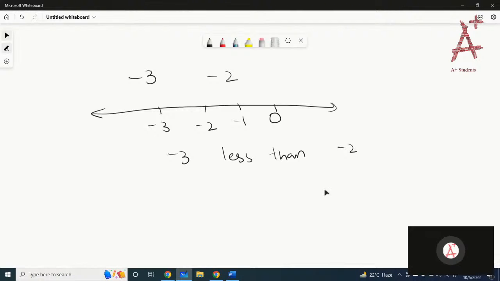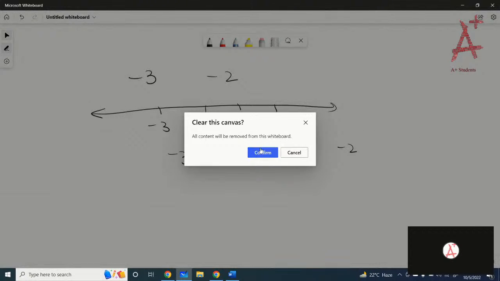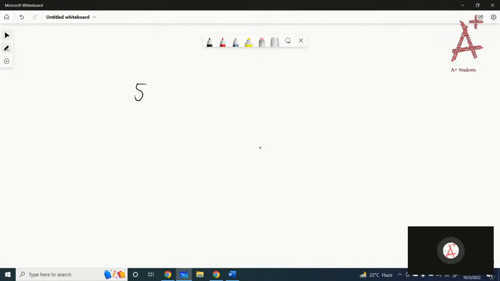Okay, the next one is which word makes the statement true? Is 5 less than 4 or greater than 4? Both of the numbers are positive. So 5 is greater than 4. Got it? So the correct option is greater than.